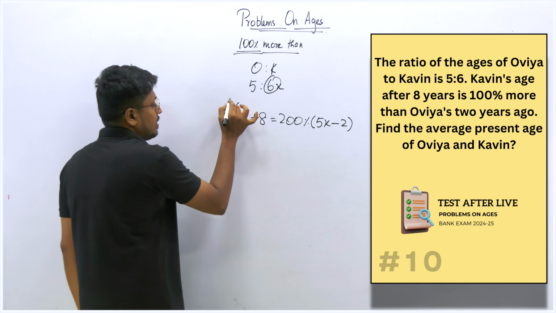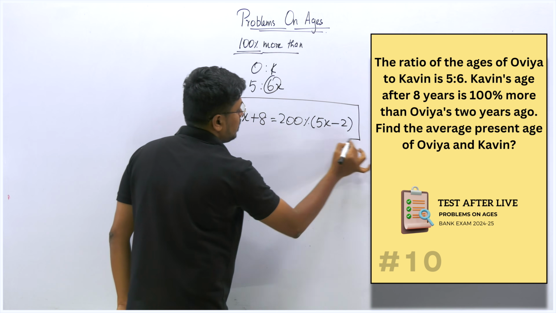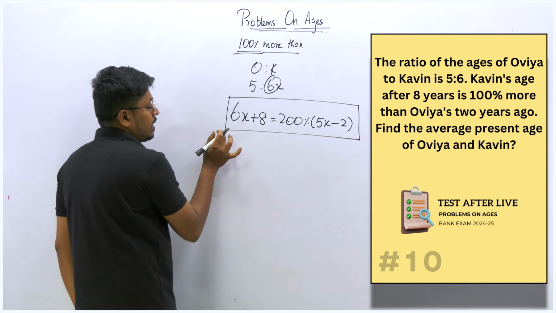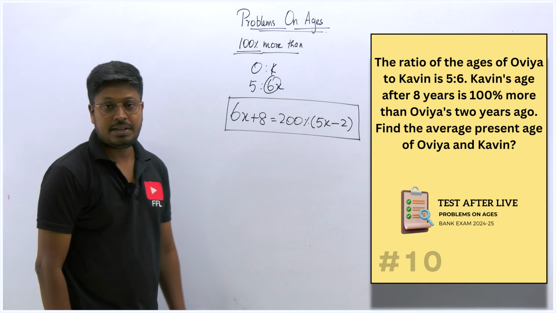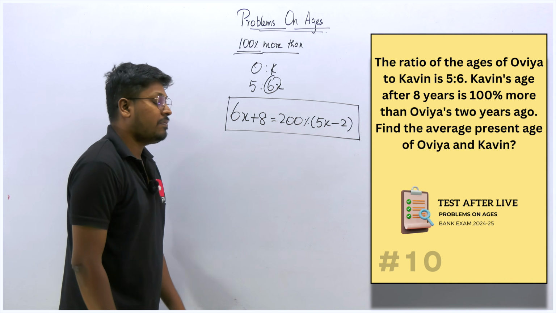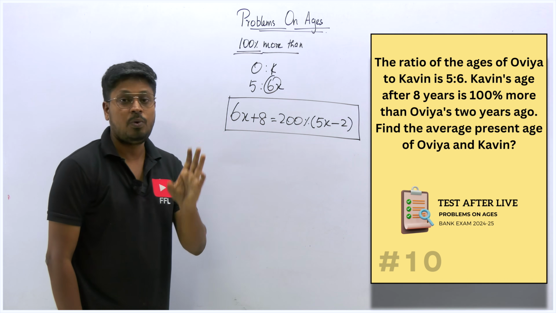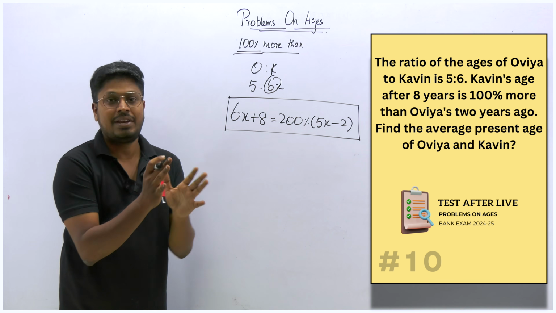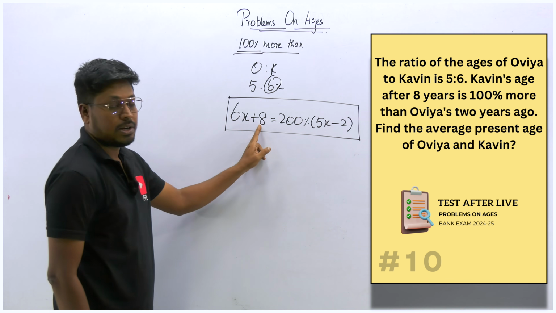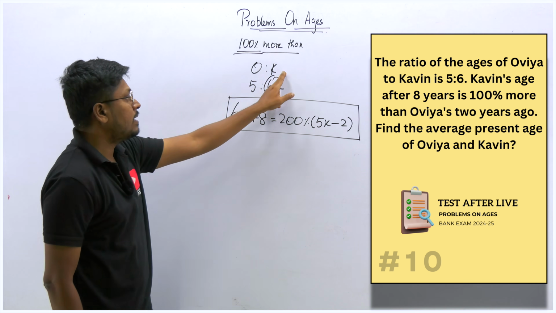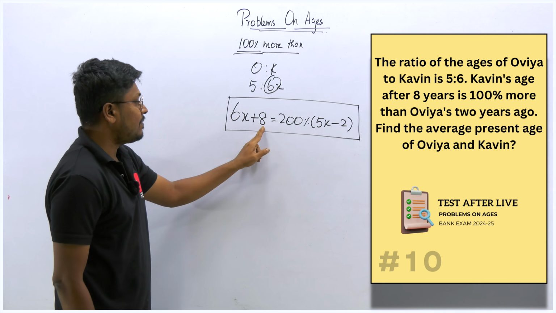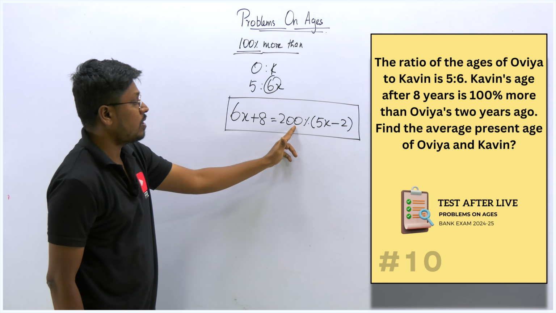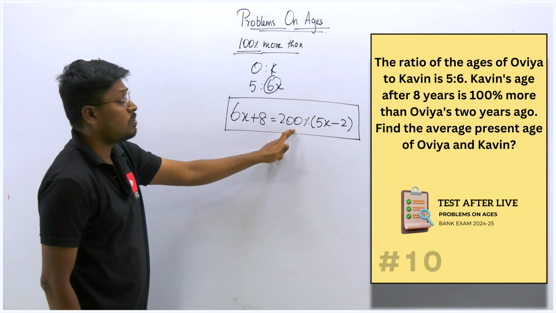So friends, this equation alone is important. I hope you can understand how I wrote this equation. And our final target is to find the average present age of Ovia and Kevin. So we have to find both ages and then find their average. Writing this equation alone is important. Kevin's age after 8 years is 100% more, so if it is 100% more, then it should be 200%.